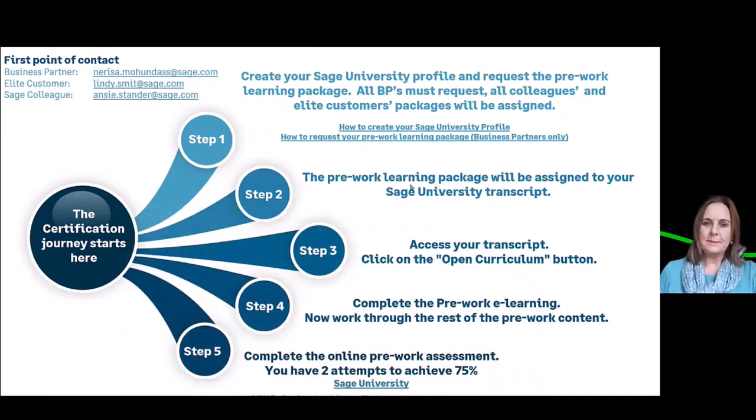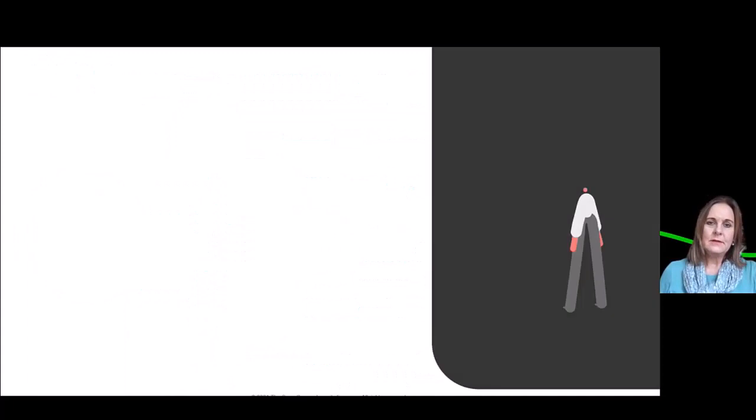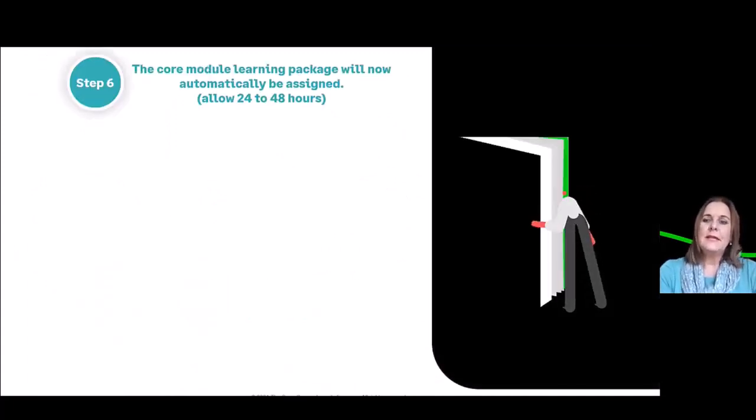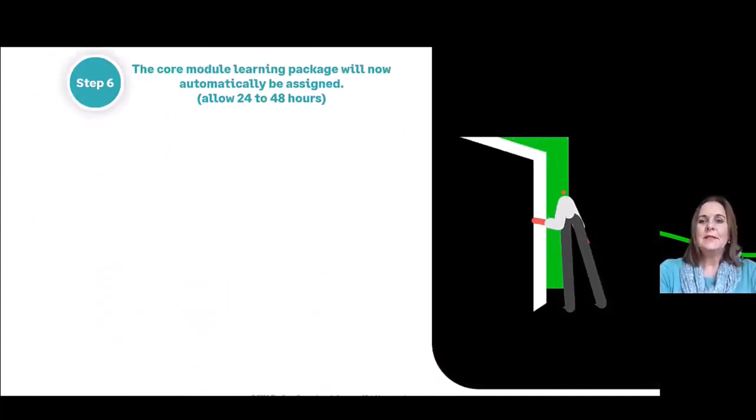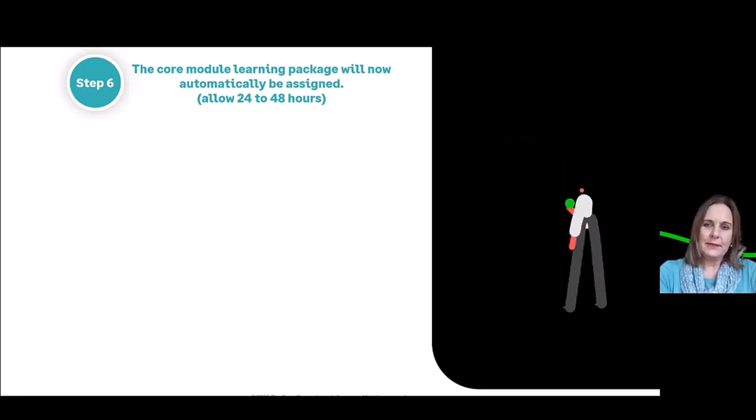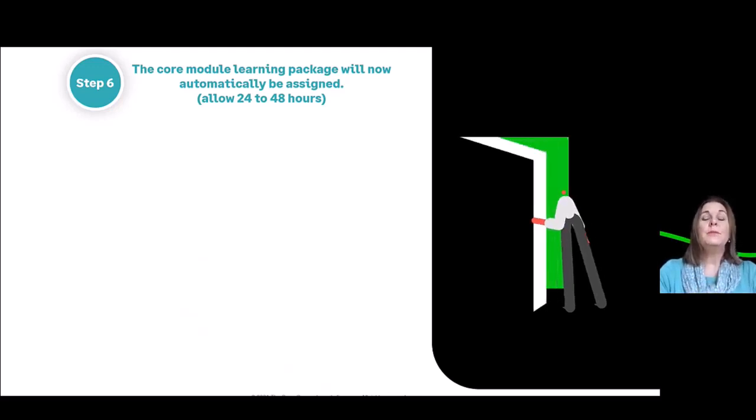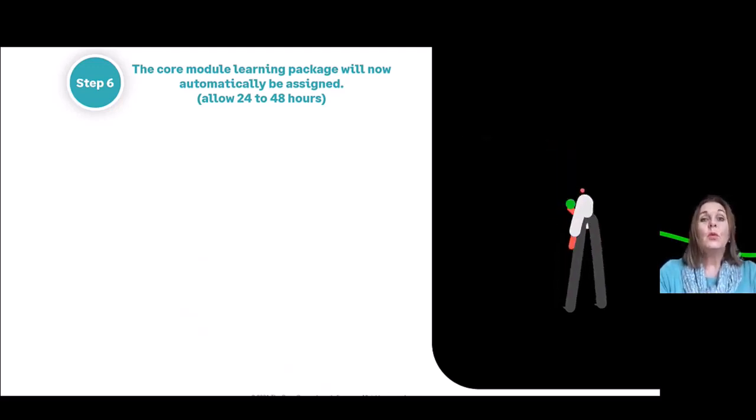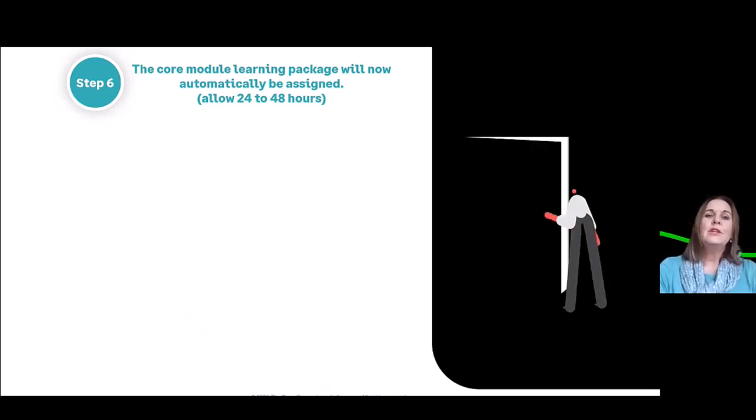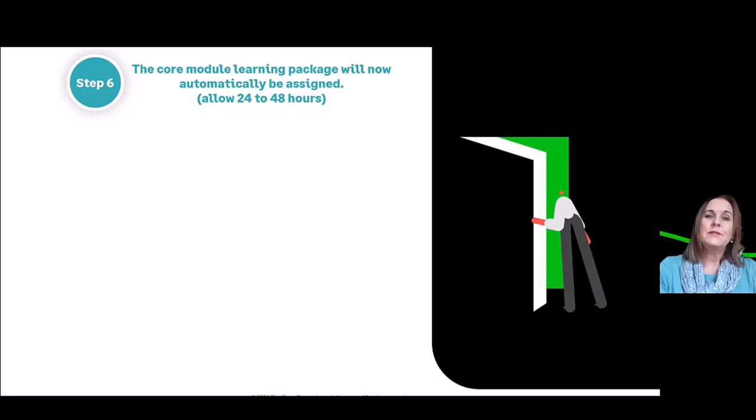Back to the steps. The next few steps, from 6 to 10, are all about your core module package. Like I said previously, the core module learning package will automatically be assigned once you've passed the pre-work assessment, but please allow 24 to 48 hours for this to happen.